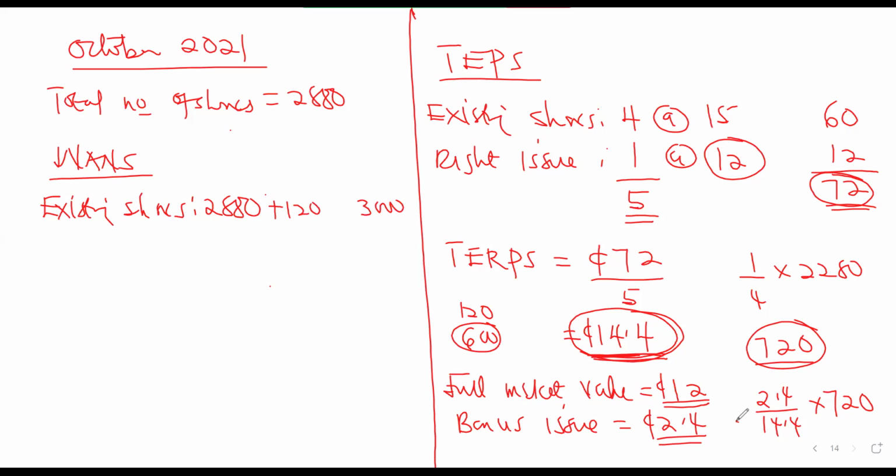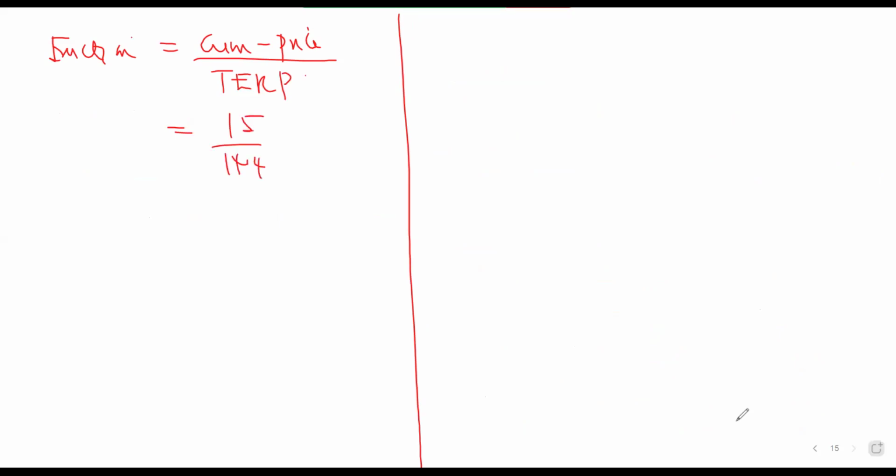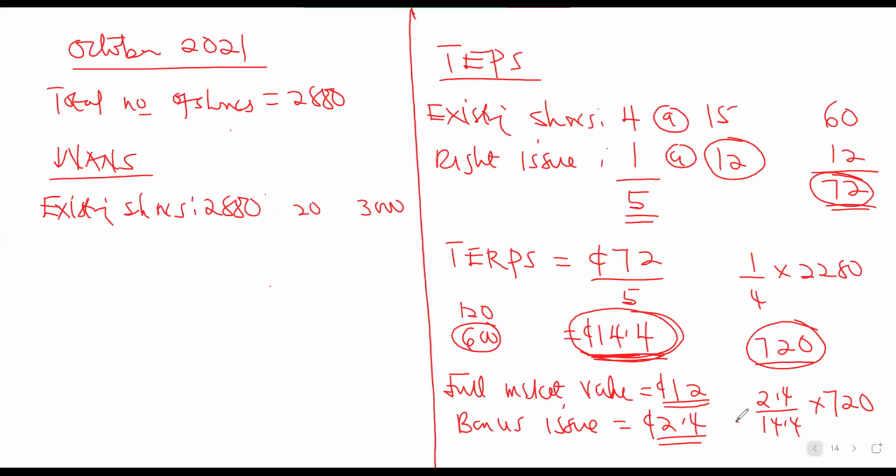This can also be calculated by doing what we call the rights issue fraction. How do we calculate the rights issue fraction? It is calculated as the cum-rights price, which is the price immediately before the rights issue, divided by the theoretical ex-rights price. That will give us 15 divided by 14.4. So you can multiply your figure by 15 over 14.4, and you should be getting 3,000.